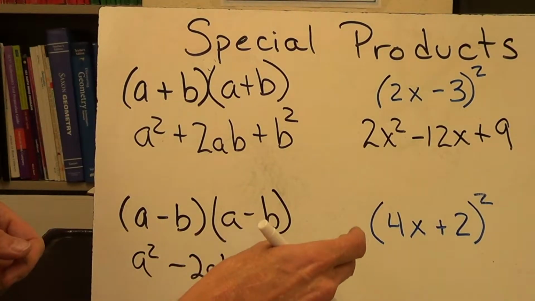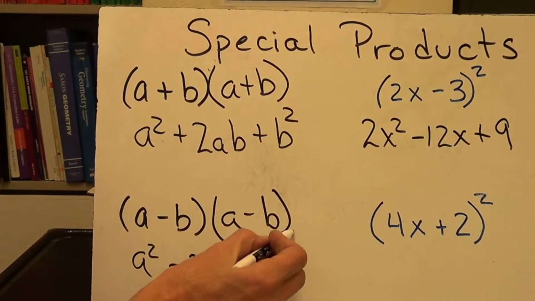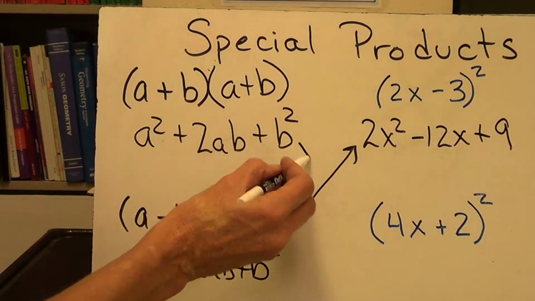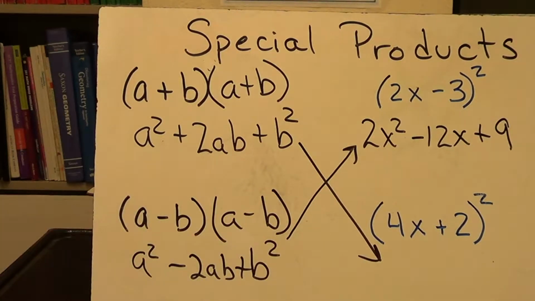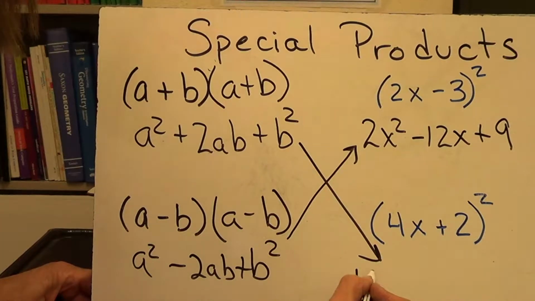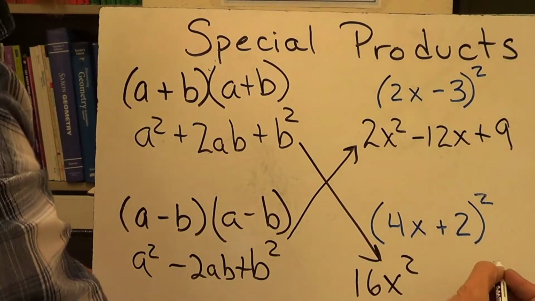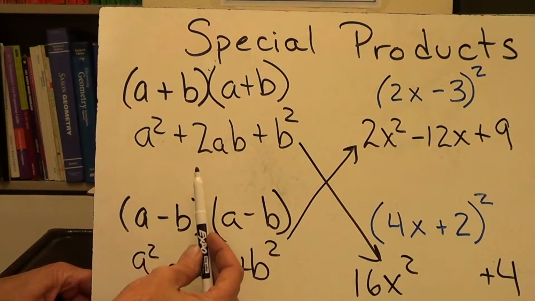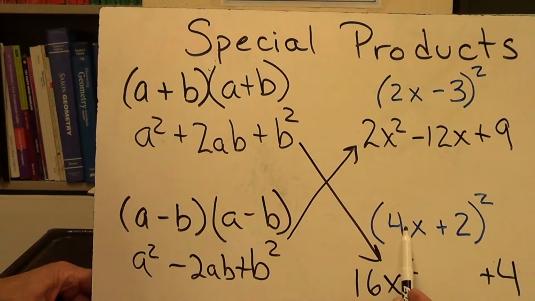Oh, I'm sorry. I gave you that as an example for that one, and this is actually the example for that one. Okay? You do it the same way again. 4x squared would be 16x squared. 2 squared is 4. It's a positive. And now you go 2 times their product. So 4x times 2 is 8x times 2, 16x.